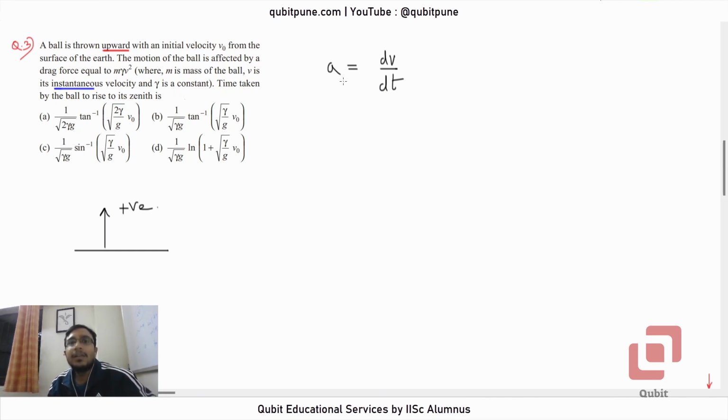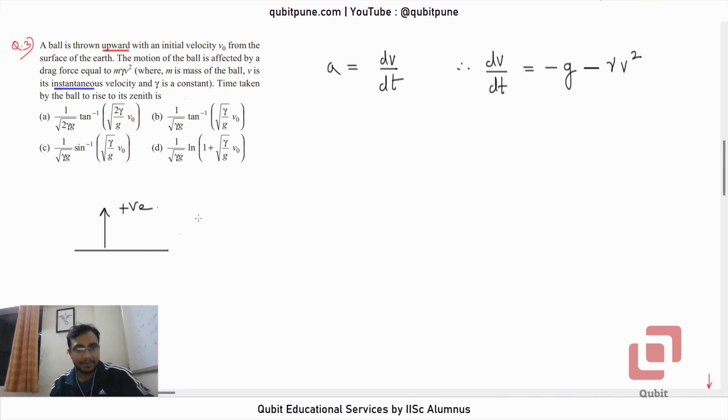Can you guys tell me the expression for acceleration here? There are two things: negative g, gravity, and now because the motion is positive, drag will be negative. If the motion is in the upward direction, the drag will be in the downward direction. We only want the acceleration, so we ignore the mass, so it will be negative gamma v square. Do you understand this?